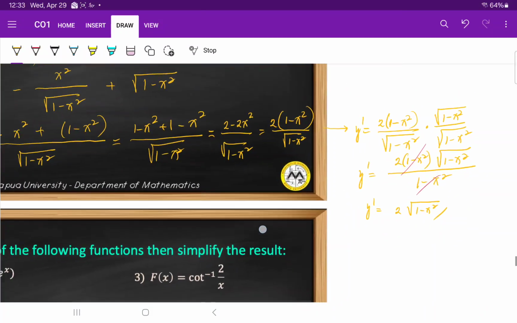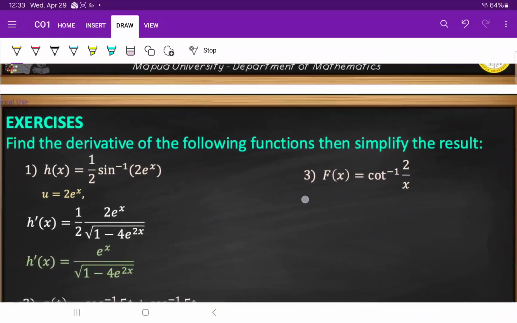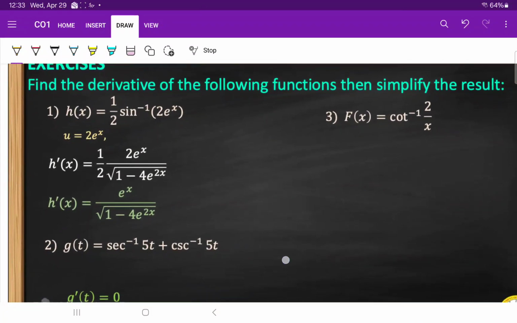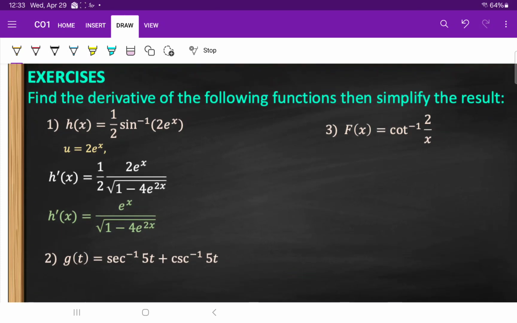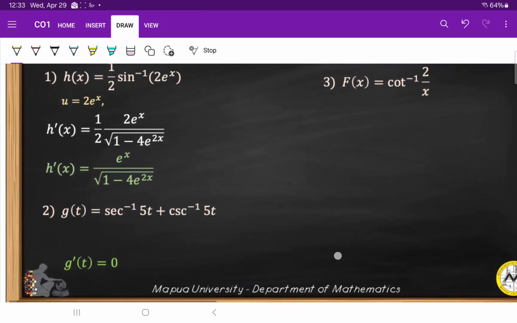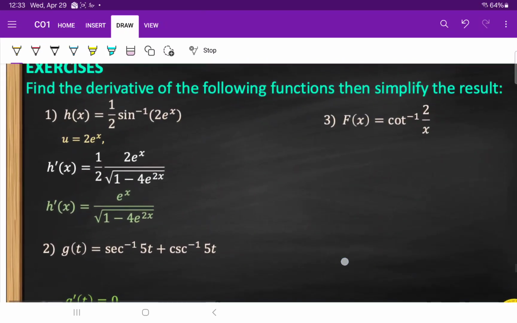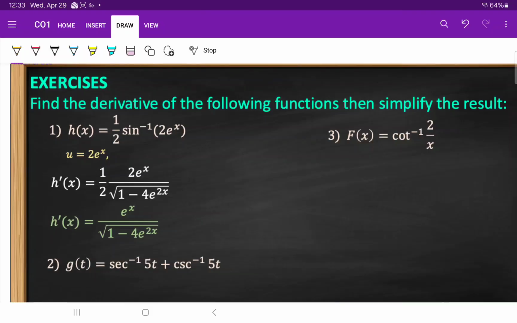Okay, so then again I have here some exercises for you. Find the derivative of the following functions and simplify the result. There's a solution for number 1. So how do we do this one? 1/2 arcsine of 2e to the x. So this is u.